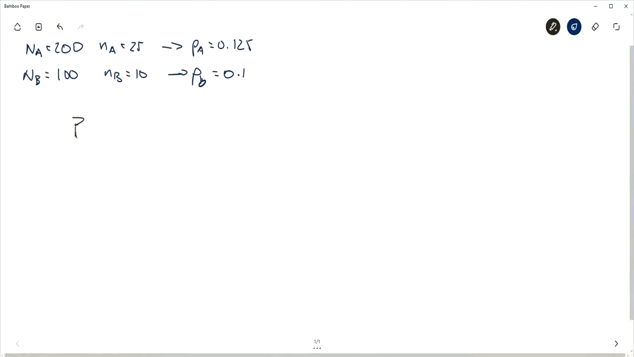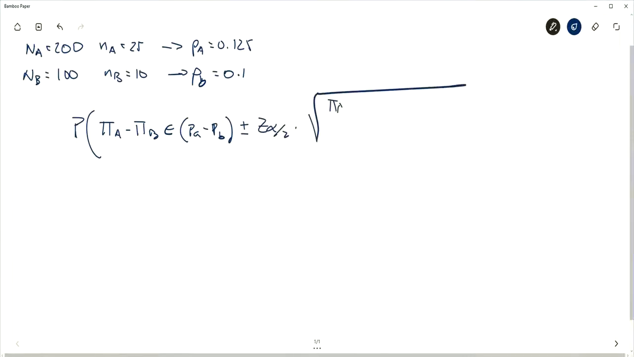In the case of the second group of patients, we have 100, and it seems that 10 of them are recovering. So we have two proportions, 0.125 and 0.1. So we can compute the confidence interval that is going to be centered in the difference of the proportions, and we're going to subtract the theta value of the normal 0,1 that leaves a left side probability of alpha divided by 2, multiplied by the standard deviation of the distribution.